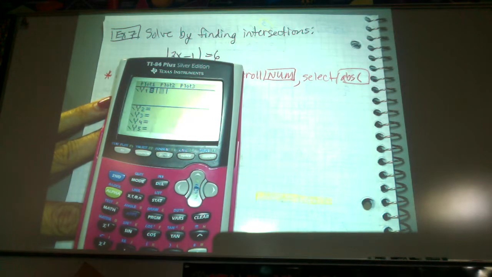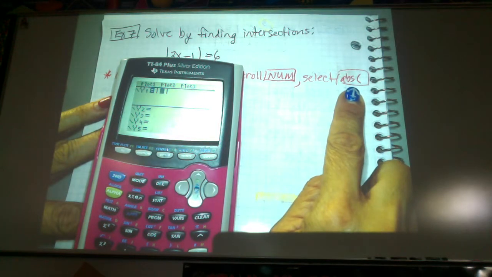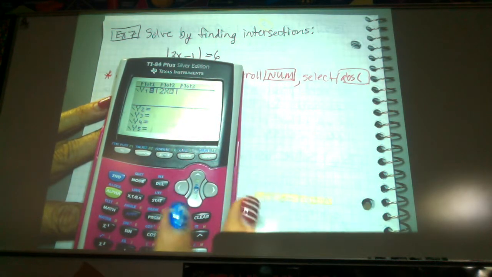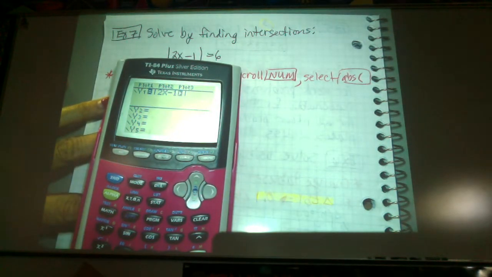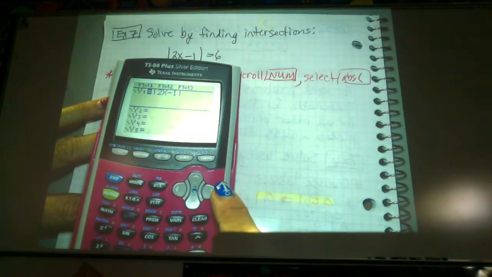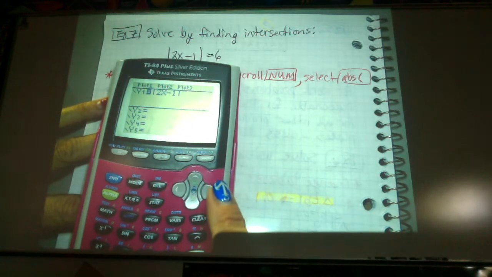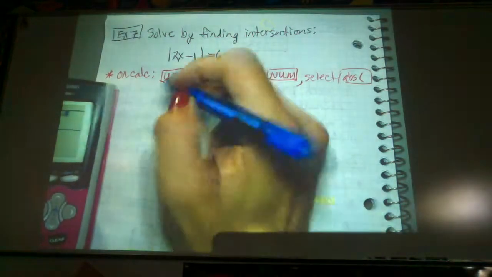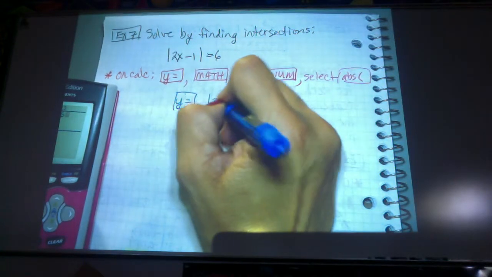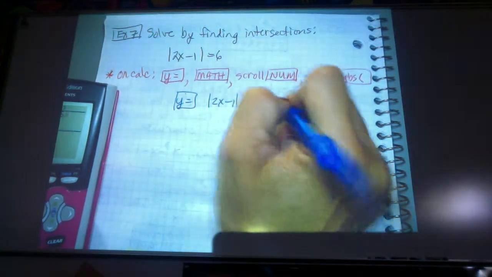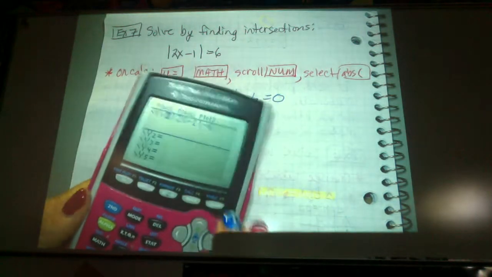Now my calculator puts the absolute value signs in there. If you have the older calculator, it actually says ABS parentheses. Then you'll put in 2x minus 1, and then you will end your parentheses if you have the ABS parentheses. We are just going to right arrow out of the absolute value. Then I want this set equal to 0, so what do I put here? Minus 6. So I'm putting in y equals the absolute value of 2x minus 1 minus 6, because we want that equal to 0. And now hit graph.